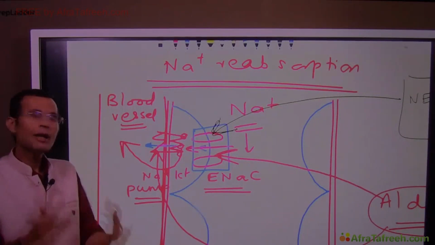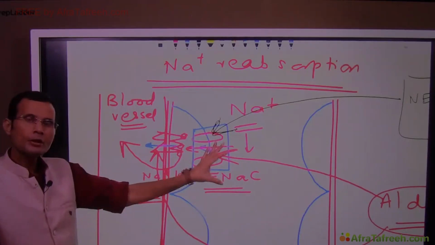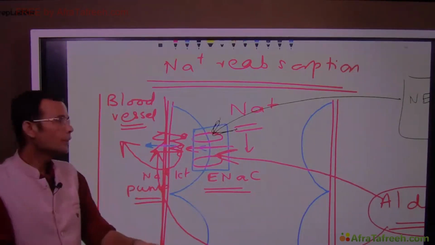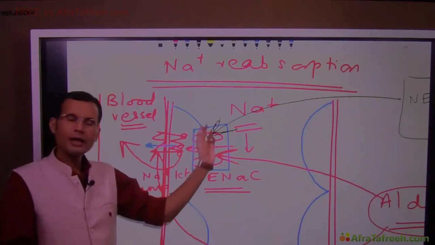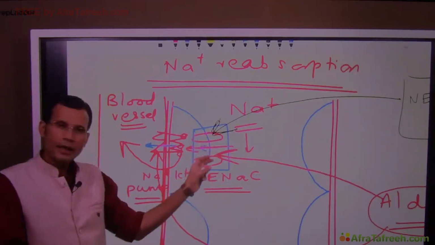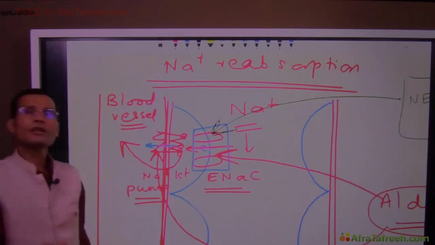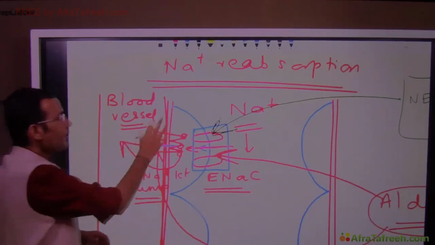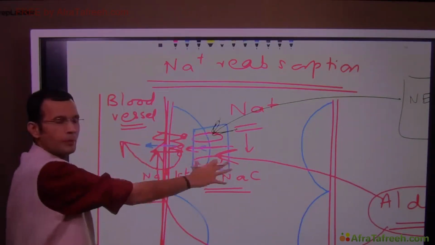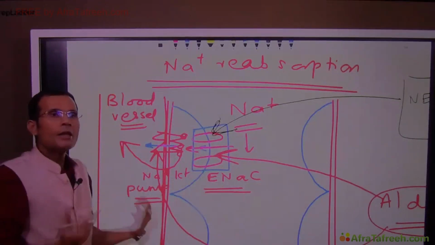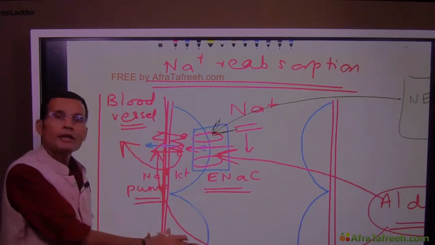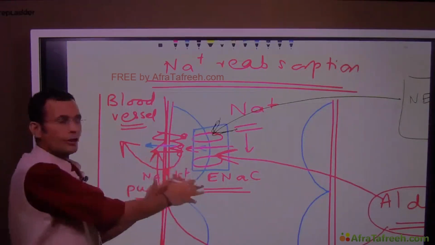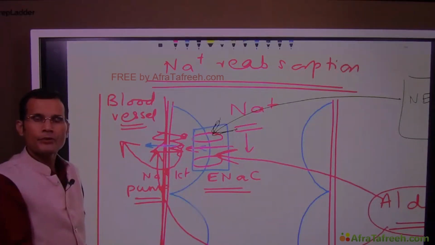Aldosterone allows the ENaC to stay for longer duration by deubiquitinating them. Means ubiquitins are not allowed to tag the ENaC. What is the net result? Net result is these proteins, sodium potassium pump and ENaC, their number, their concentration increases in the membrane as long as aldosterone is acting.